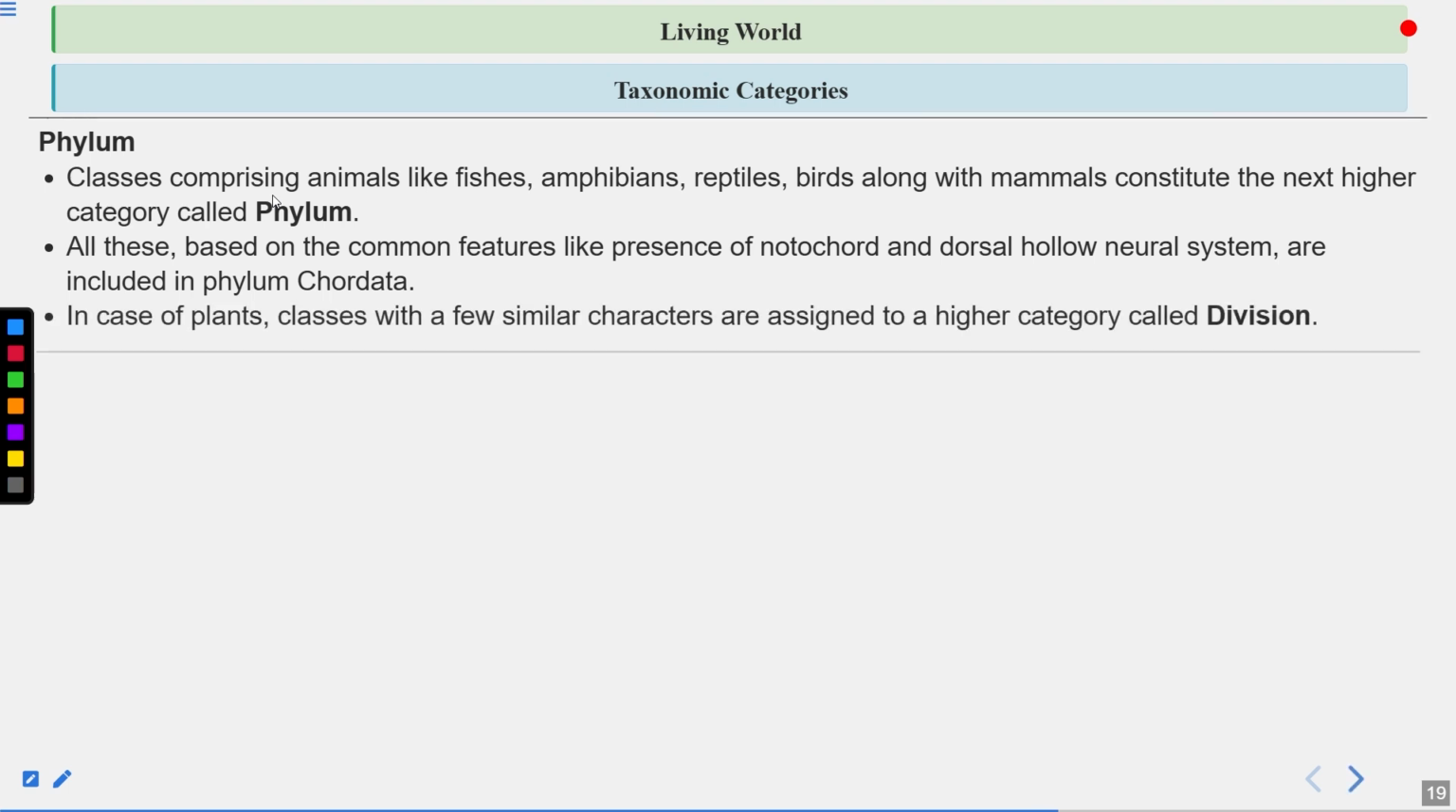Now, in case of plants, classes with a few similar characters are assigned to a higher category called division. So, in case of plants, we don't use the term phylum. Instead, we use the term division. Division includes the classes with a few similar characteristics. It is an aggregation of the classes with few similar characters. It is called division, not phylum, in case of plants.